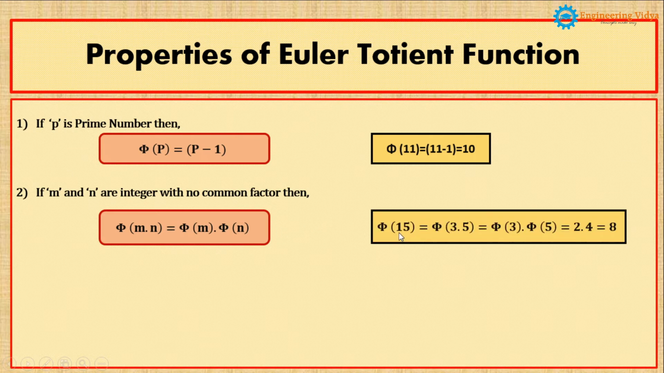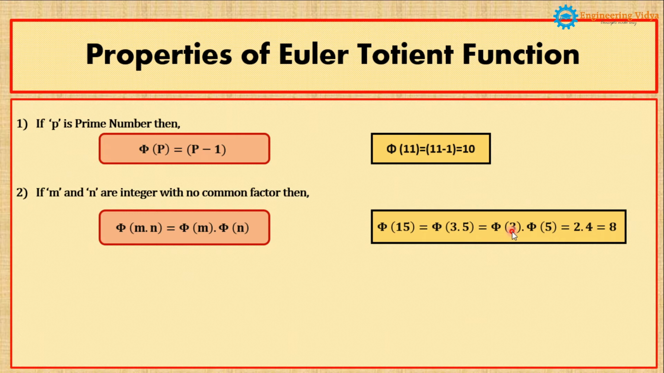Suppose you want to calculate phi of 15. So 15 can be split as 3 into 5. Here we have 3 and here we have 5. So you can consider m as 3 and n as 5. At the same time, there is no common factor between 3 and 5. So now the formula will be applicable. Here we can write phi of 3 into phi of 5.